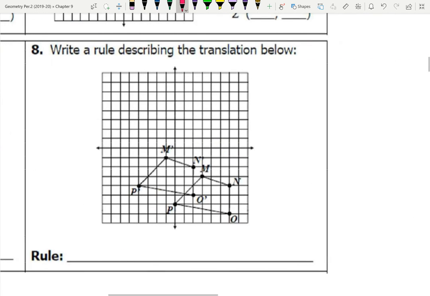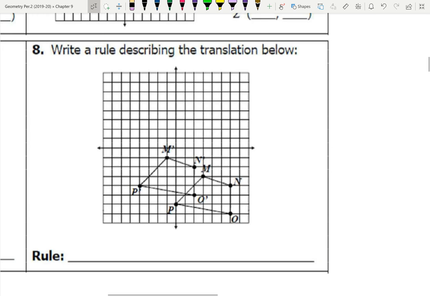Let's take a look at this one now, number 8. Again, we're writing a rule to describe the translation below. And I've got this quadrilateral. Again, identify which one is the pre-image. Well, that would be M, N, P, and O. And then my post-image, or image, would be this, M prime, N prime, O prime, P prime.